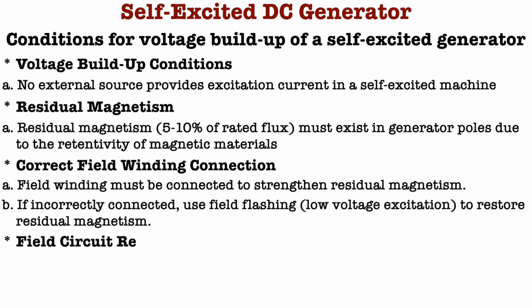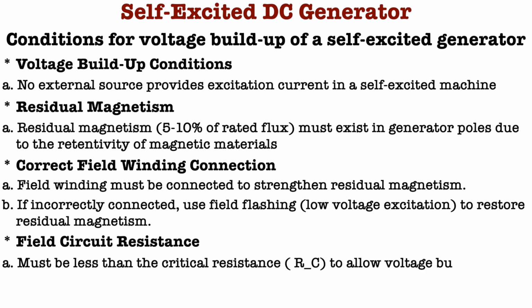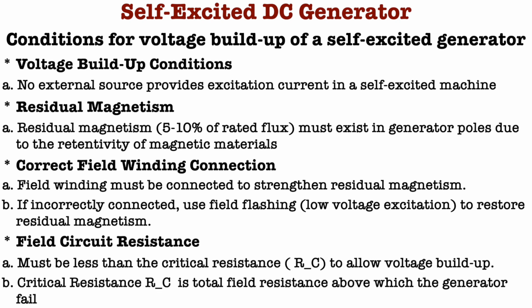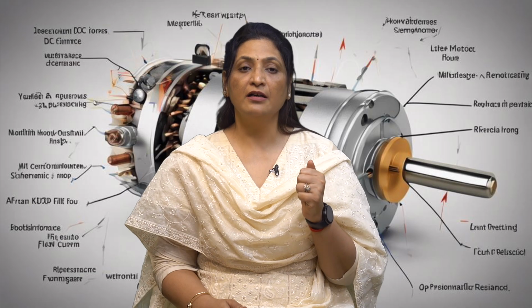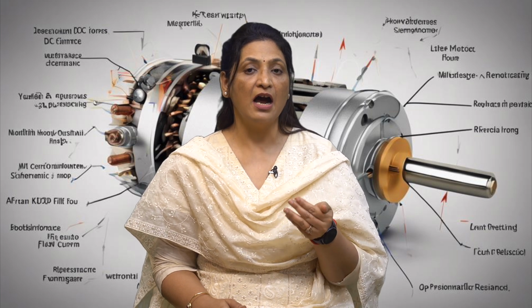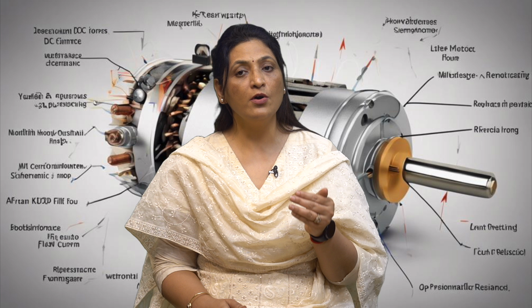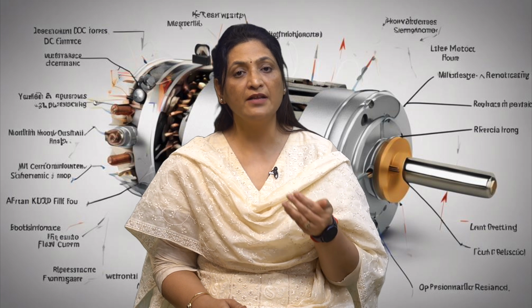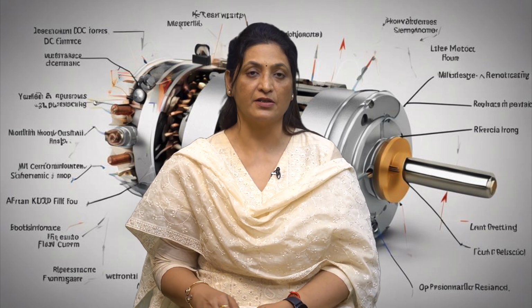The resistance of the field circuit should be less than the critical resistance, where the critical resistance is denoted by RC and is the total field resistance above which the generator fails to build up its voltage. The last condition is that when the generator builds up voltage under load condition, the load resistance must be more than the critical load resistance.